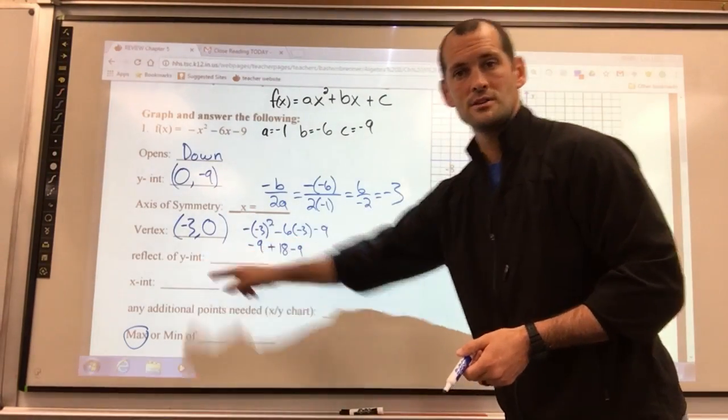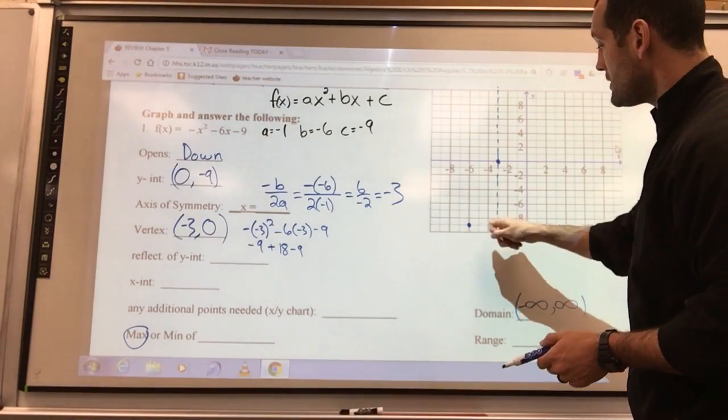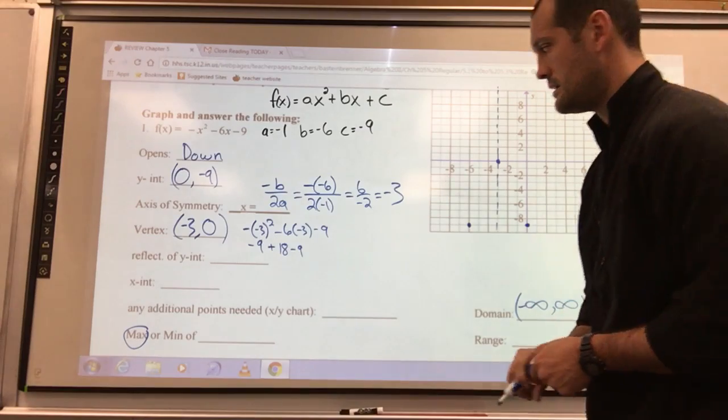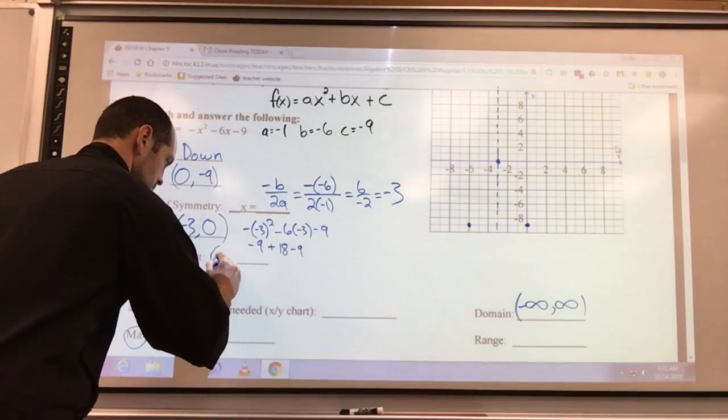The reflection of the y-intercept. Well, there's my y-intercept. I reflected it to this point. That's the point (-6, -9). And I just got another answer.